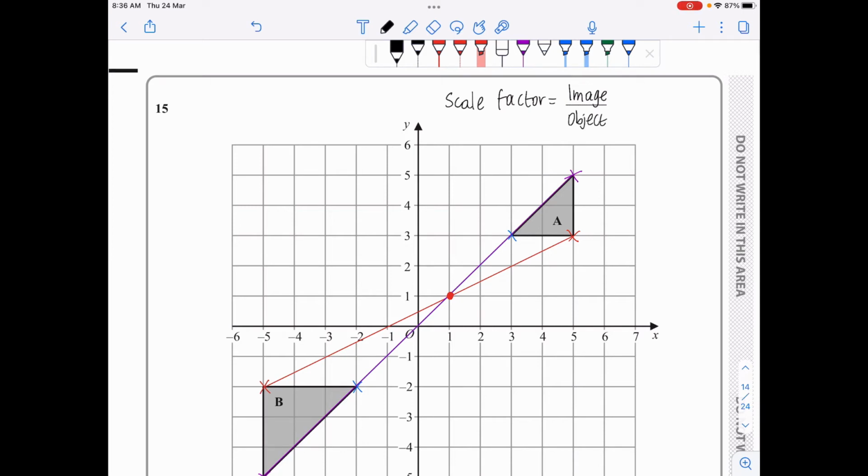We are looking at the transformation of A onto B. So A is the object, B is the image. And I'm going to take one dimension, one side. I know that this here is 2, and it goes here, becomes 3. So it's 3 over 2. But because of the change in the orientation that we originally mentioned, it's a negative scale factor.